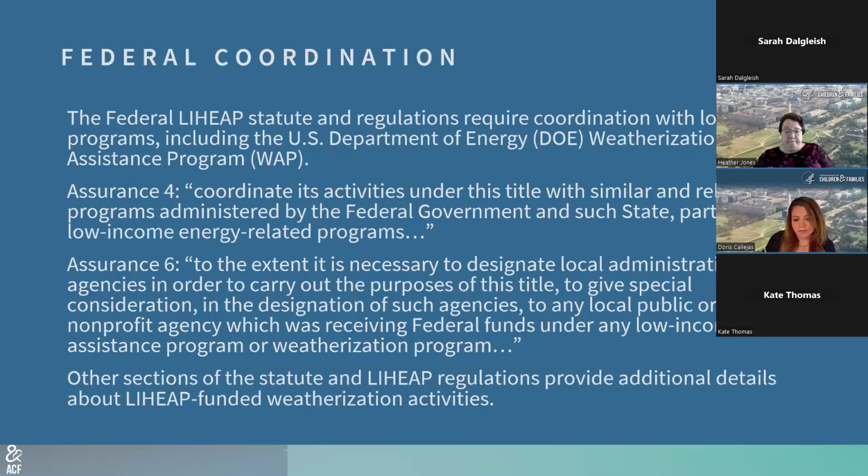Next slide, please. The LIHEAP statute and regulation require the coordination between low-income programs, including the U.S. Department of Energy's Weatherization Assistance Program. The coordination is included in Assurance 4 of the LIHEAP statute. Assurance 6 states, to the extent necessary, when designating a local administrative agency, including agencies that receive funds from weatherization programs. The LIHEAP statute allows grant recipients to obligate, as Doris indicated, LIHEAP funds for low-cost residential weatherization or other energy-related repair for low-income households. Each federal fiscal year, grant recipients may obligate up to 15% of funds for LIHEAP weatherization services, or up to 25% with a waiver from the U.S. Department of Health and Human Services.